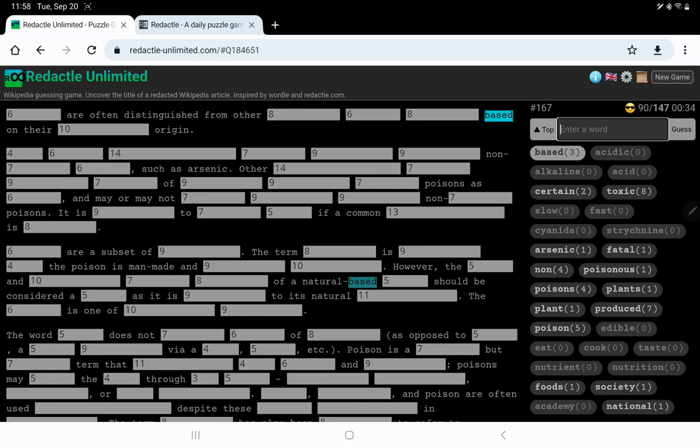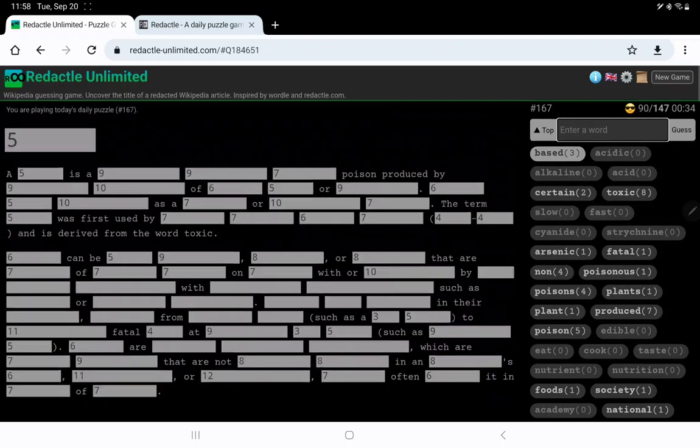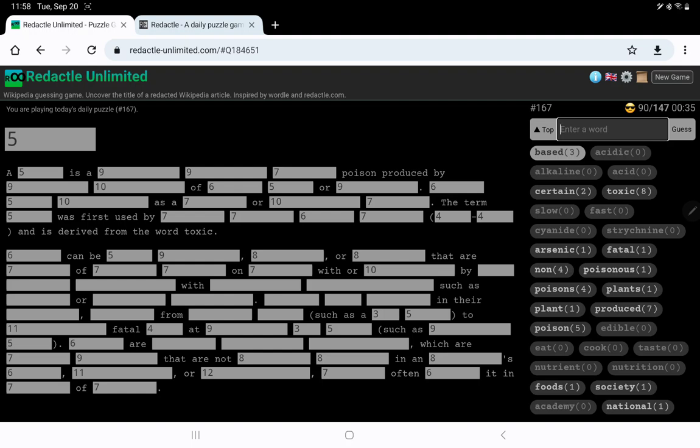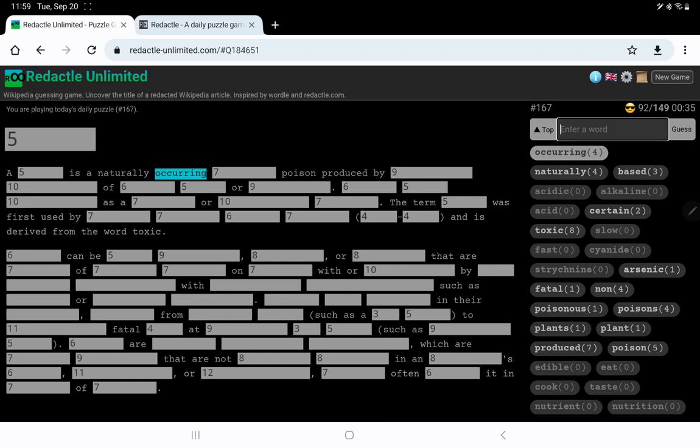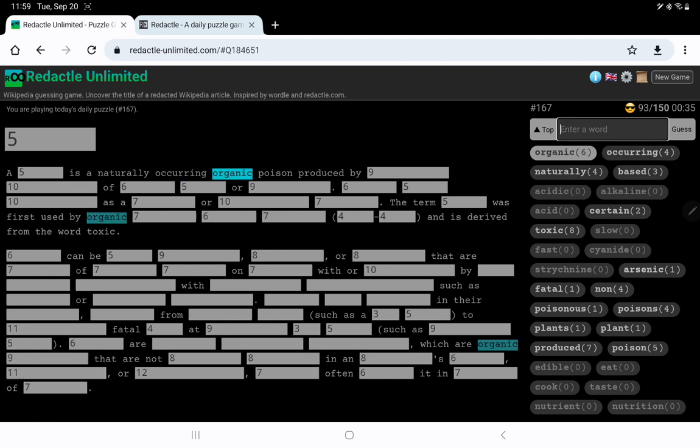Oh my goodness, I can't believe it took me over 30 minutes to get to the poison part. So, what are the words before poison 997? Naturally occurring? Maybe? Yes, naturally occurring 7 poison. Organic? Oh, look at that. Pleased with that. Produced by 910 of 6, 5, or 9.